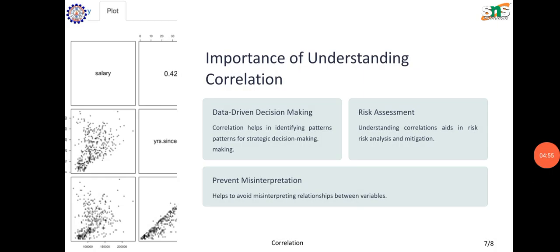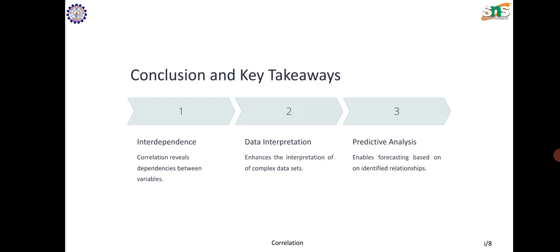Importance of understanding correlation. Data-driven decision making. Correlation helps in identifying patterns for strategic decision making. Risk assessment. Understanding correlation aids in risk analysis and mitigation. Prevent misinterpretation: it helps to avoid the misinterpretation of the relationship between the variables.